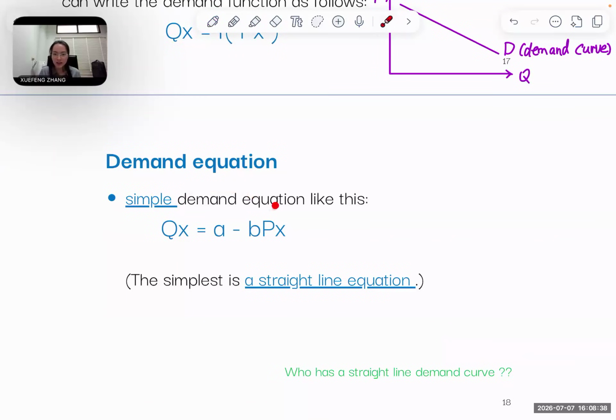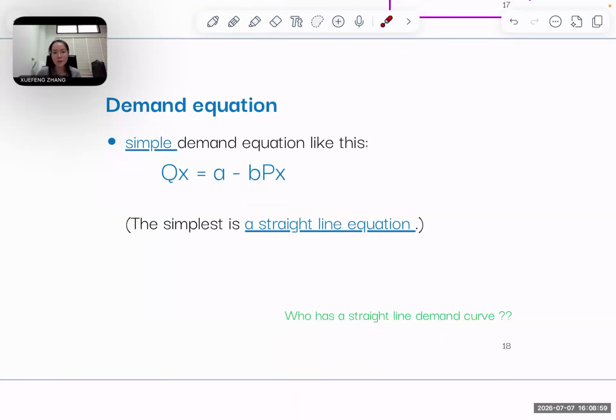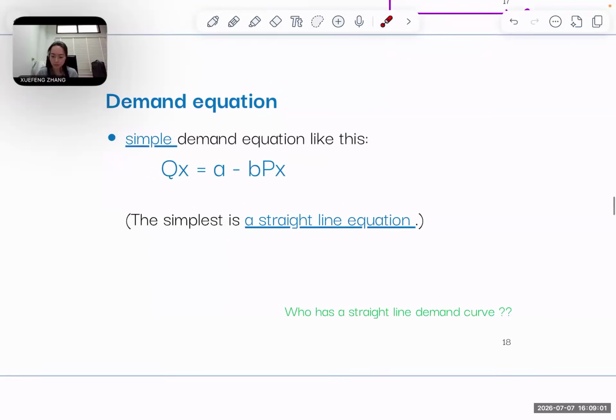So now let's give this a concrete algebraic form. The simplest version is a straight line, okay? Like quantity of x equals a minus b times Px, okay? Let's break out each symbol.